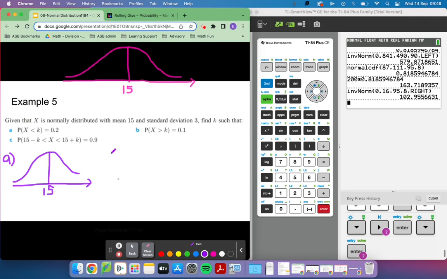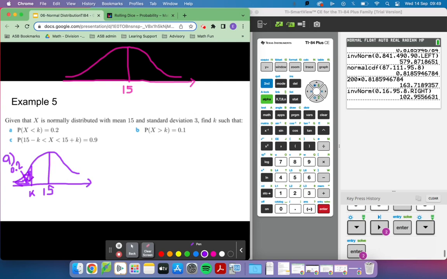Our next example is a little bit more tedious in notation, so let's have a look. Given that x is normally distributed with a mean of 15 and a standard deviation of 3, find k such that the probability of x being less than k is equal to 0.2. Now, that means the probability that x is less than k. We're looking for a value of k such that it's less than. The reason why I put it on this side of the 15 is that this probability is 0.2. So we're not reaching the 50% mark yet. So we know that it's going to be on this one here.